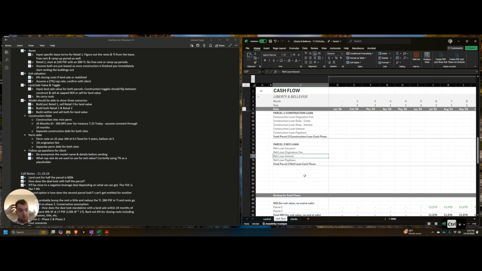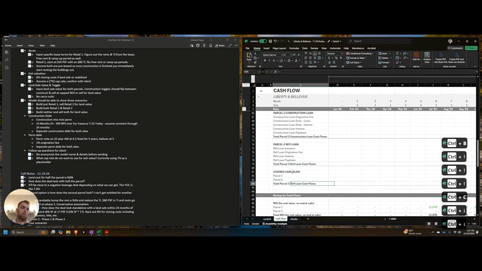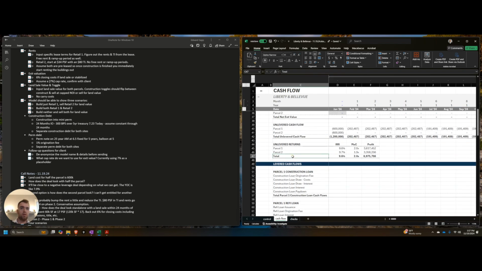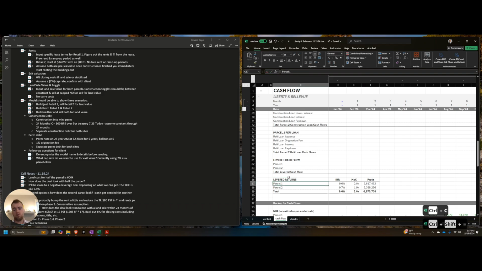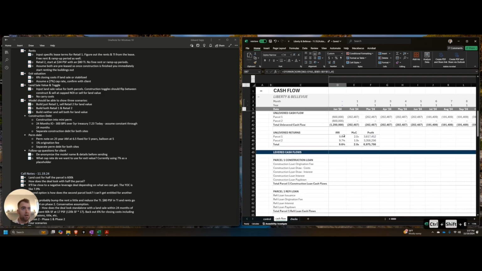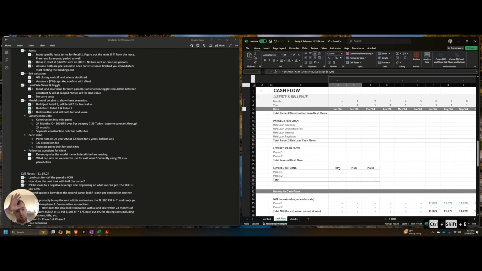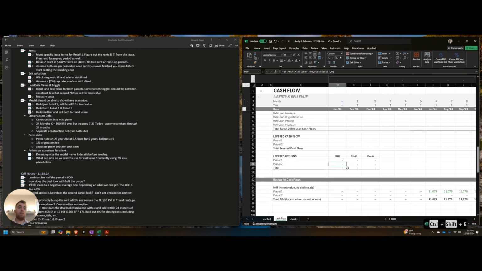And then total levered cash flow is going to be parcel 1, parcel 2, and then total, and then the returns. These errors I'll fix, but for now I'm just going to wrap them in an IFERROR by hitting Control-Shift-E with Macabacus. I'll do it to these two. So I still want to stare at errors that I know aren't problems.